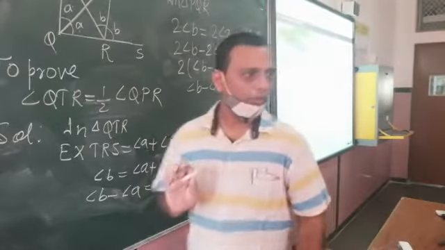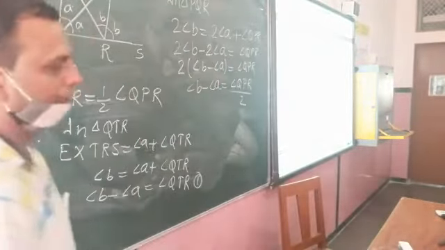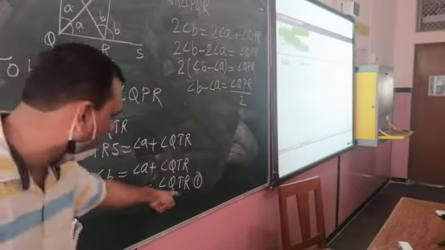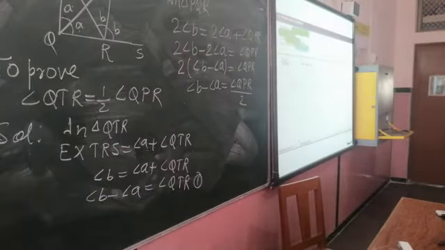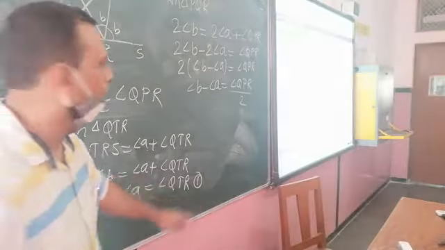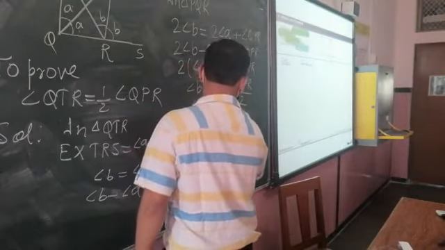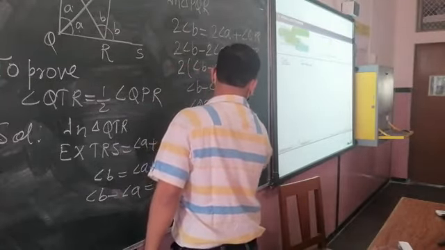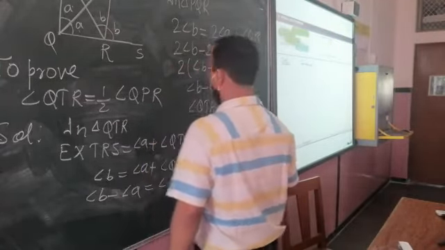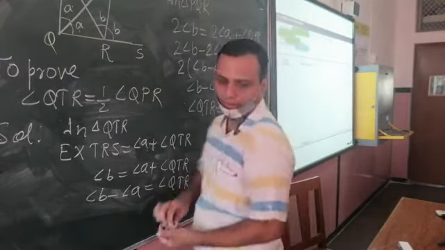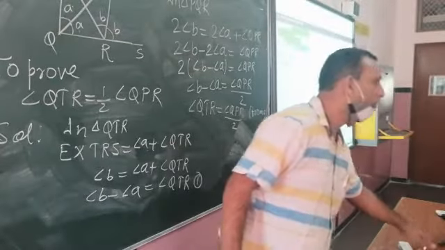Any doubt? Now the last step, you see carefully. Till here, any doubt? Say yes or no? No. In place of angle B minus A, can I write QTR? Yes. B minus A equal to what? QTR. So you can write QTR equal to what? Angle QPR upon 2. And this came from the first equation. This is the solution of the first question.